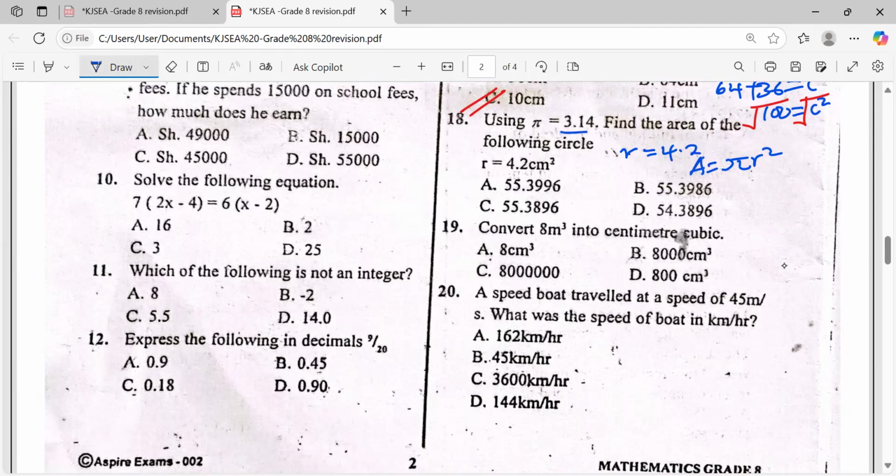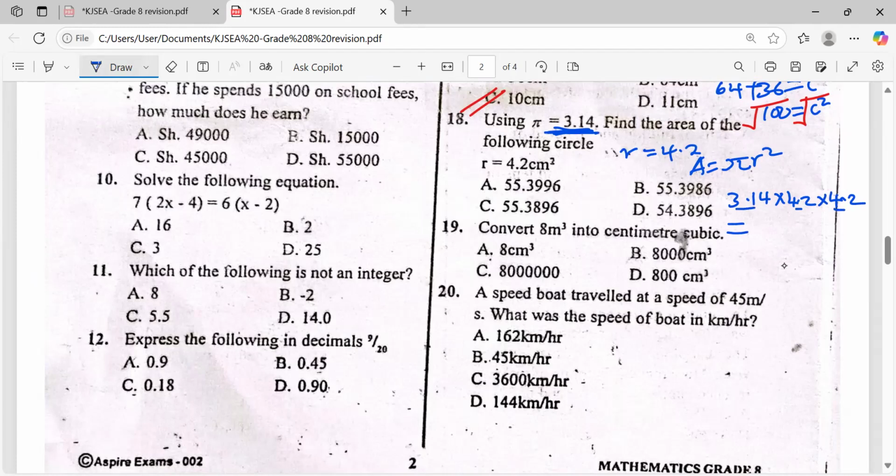And now we've been restricted here. We have 3.14. Are we together? So that we are going to have 3.14 times 4.2 times 4.2. That one is our radius. Let us just insert these values in our calculators and we see what we are going to get.